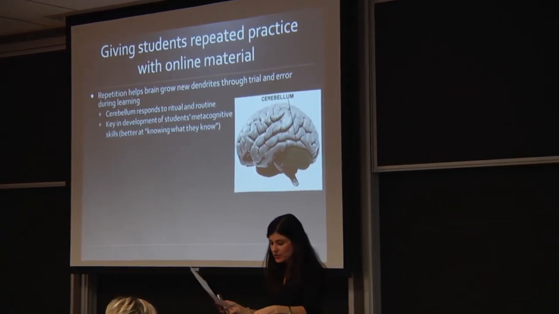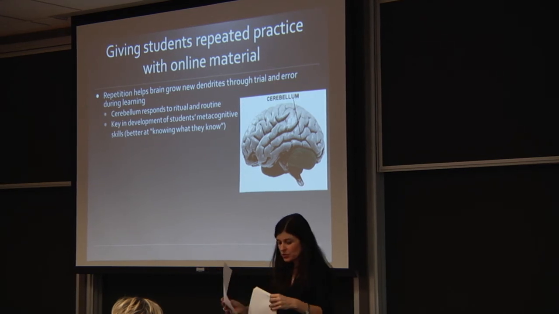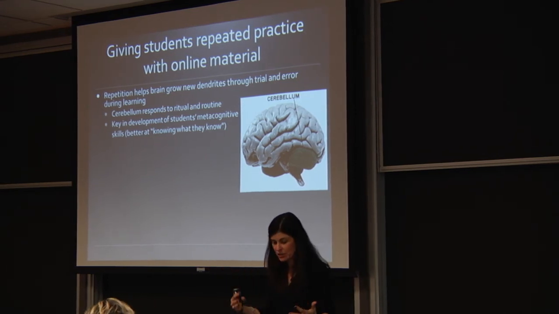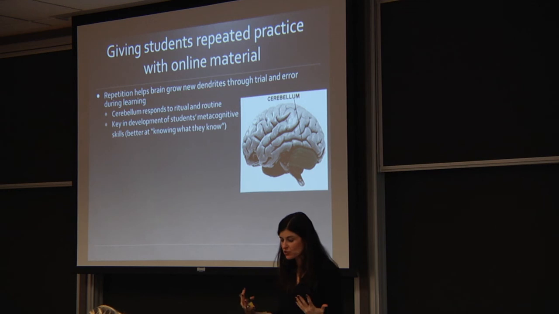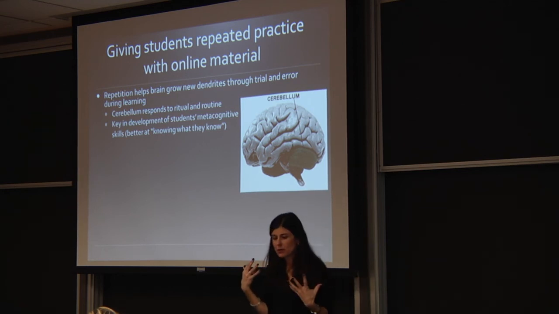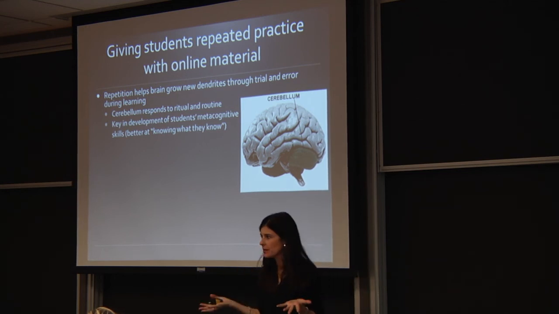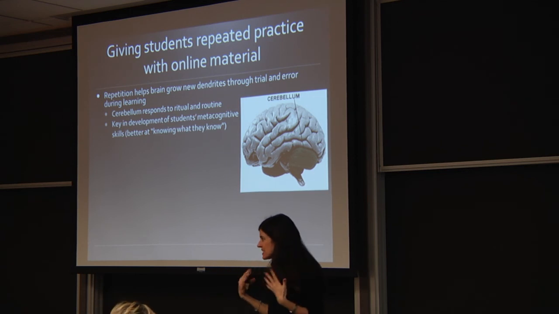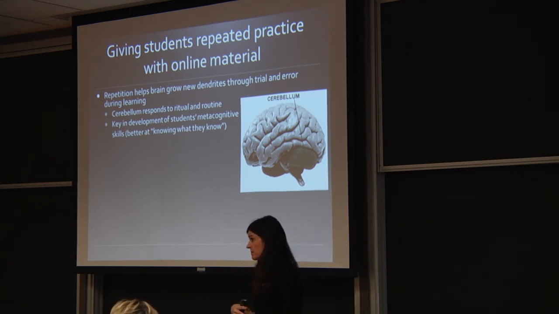Also, as Dorothy already mentioned, we know that neuroscience research shows that repetition of information helps the brain grow new dendrites through this trial and error process. We know the cerebellum's heavily involved in this. This is the structure right in the back of the brain that they often call a little brain. And it's also key in developing what we call metacognitive skills, which you might already be aware of, which is just assessing what we know about something.